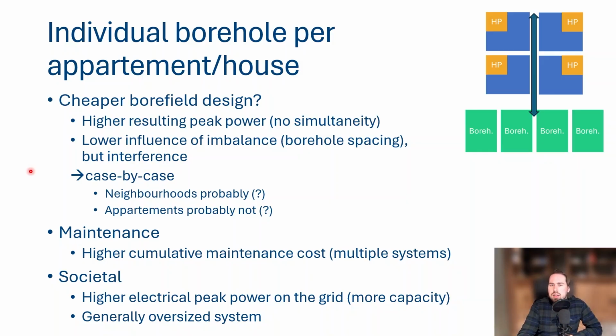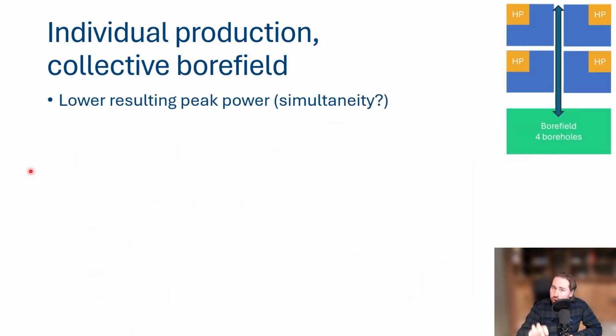Now, if we take a look at a slightly more collective option, where we still have the individual production units, but we now have a collective borefield, we have the advantage that since we have a collective geothermal system, we have a lower resulting peak power, because we have simultaneity between the different users. Not all users demand heating and cooling at the same time. So in general, if you have 20, 30, 40, 50 users, the peak power on your borefield will be lower. If you have not watched the video on simultaneity, it's linked in the description as well.